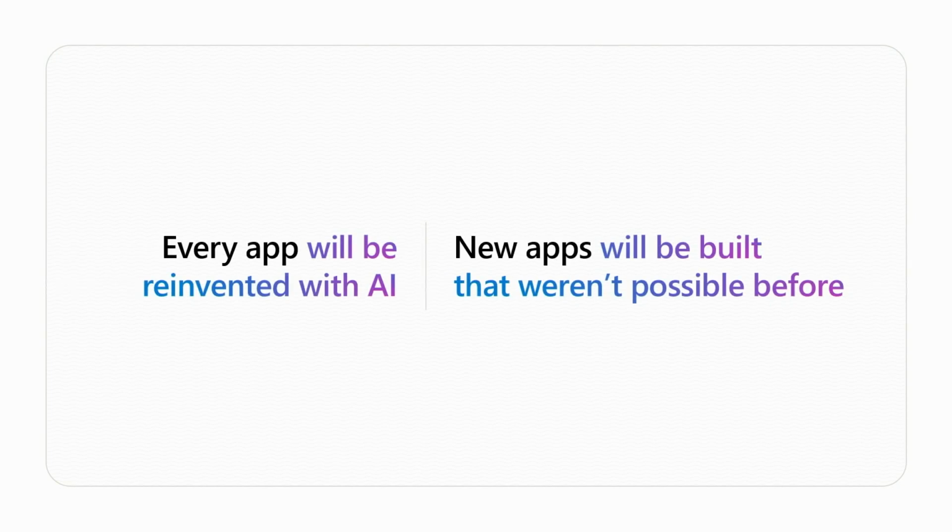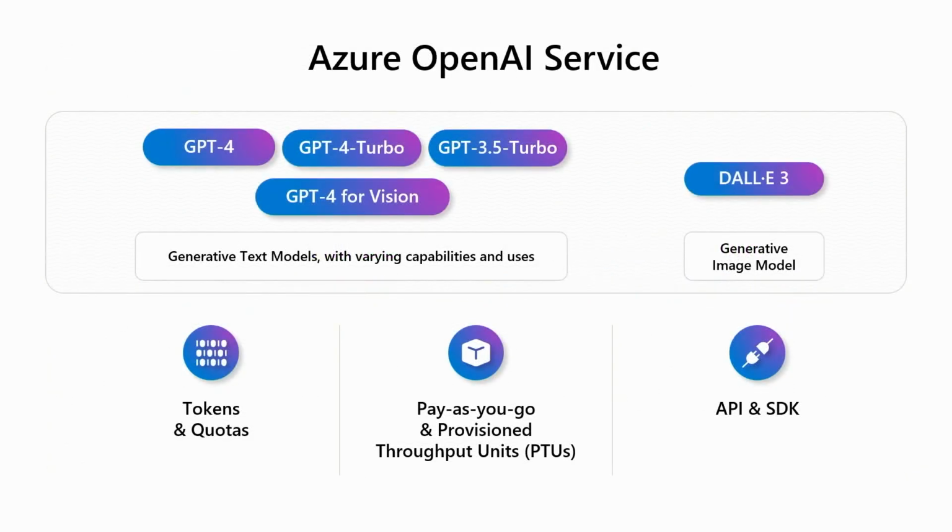Now, over the past few days, we've been hearing a lot about platform shifts to AI. And assuming that's the case, like the previous platform shifts with web and mobile, you can pretty much say that every app will be reinvented with AI, and new apps will be built that weren't possible before. In Azure, the primary and the foundational services for this transformation are offered by Azure OpenAI.